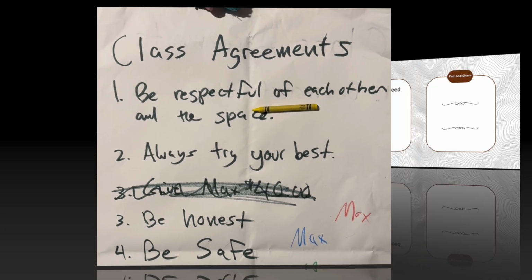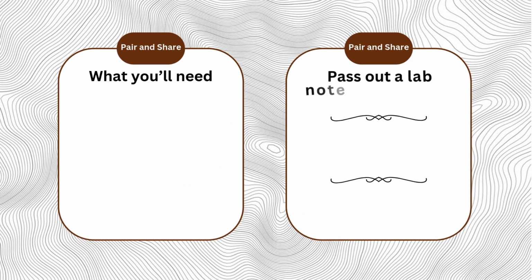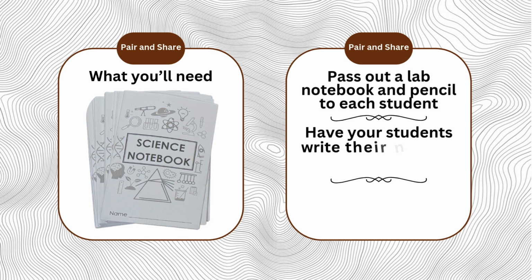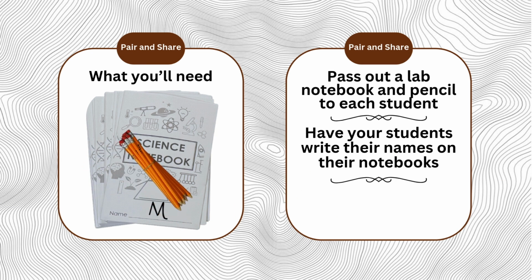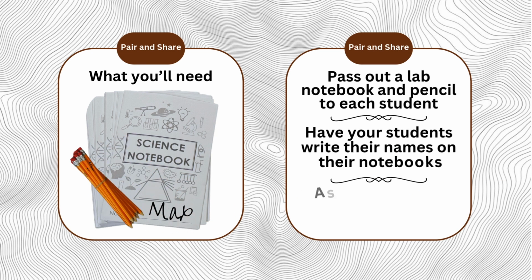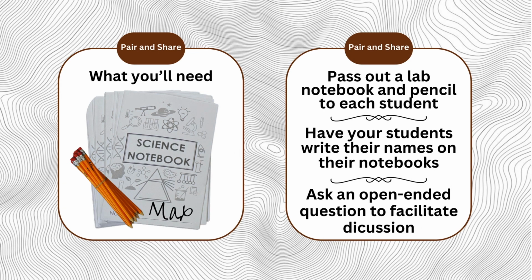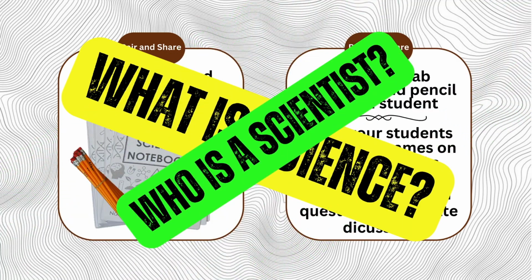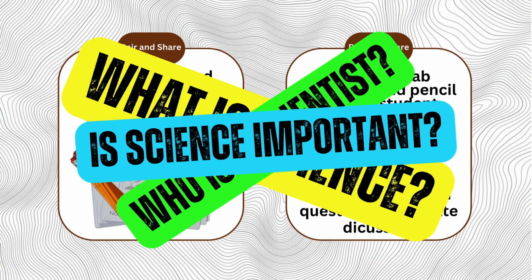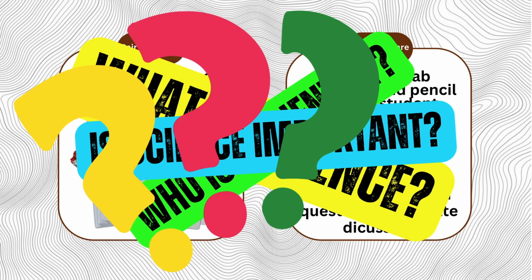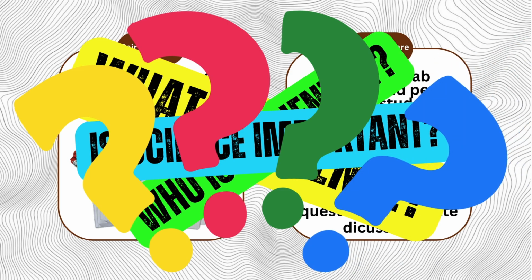Next up, pair and share. Distribute your lab notebooks and pencils to each student. This is now their notebook. Have the students pair off and ask an open-ended question to help facilitate discussion. A few example questions are, what is science? Who is a scientist? Is science important? Remind them that in science, there are no bad questions.